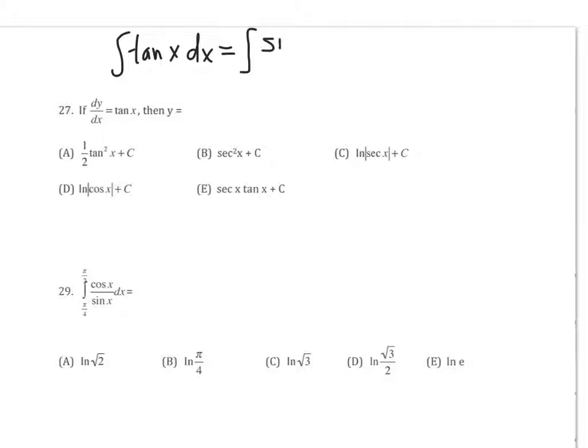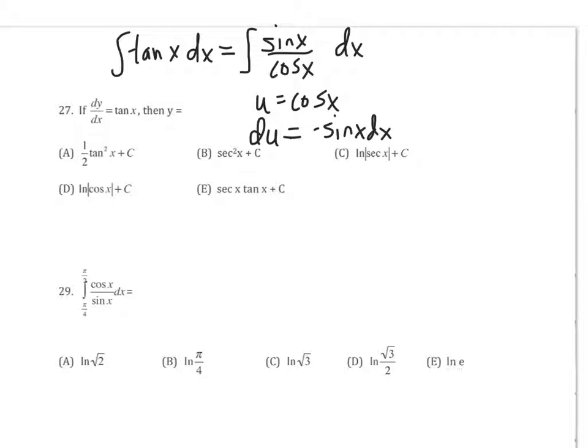I just write this down as sine x over cosine x. And I know my u is cosine x. My du is negative sine x dx. So I do have that in here. I just have to put a negative sign, or put a negative 1 inside and a negative 1 outside to balance that out. So I get a negative ln of the absolute value of cosine x plus c as my answer.